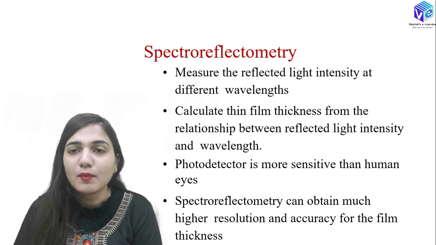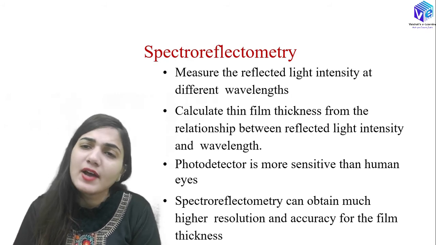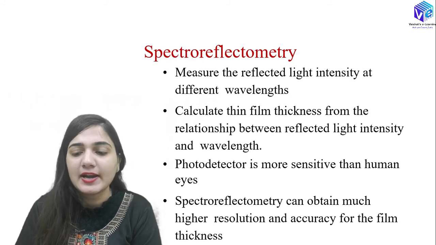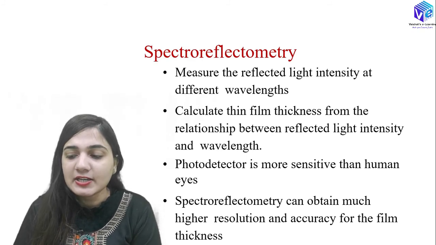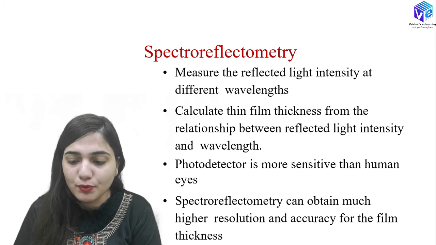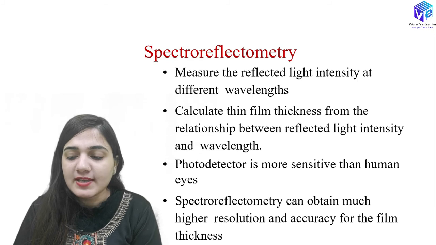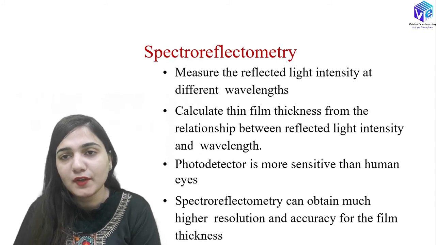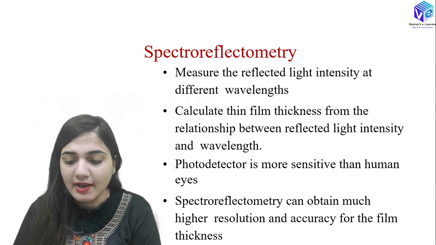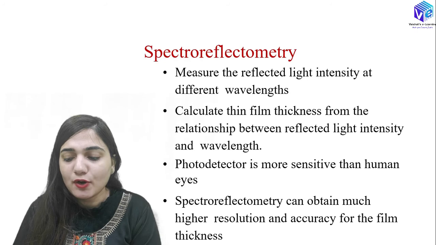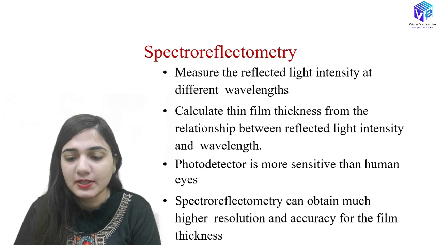If I know the reflected light intensity and the wavelength, I can easily find out the film thickness. This is the reason reflected light intensity is a very important parameter that I need to know. A photodetector is more sensitive than the human eye, so we rely more upon the photodetector to detect what kind of wavelength we have. Spectroreflectometry can obtain much higher resolution and accuracy for the given film thickness.